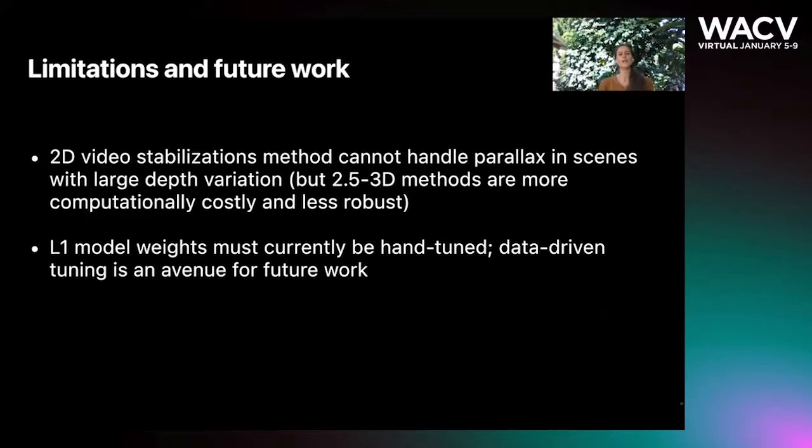One of the biggest limitations of this work is its 2D nature, which means it cannot handle parallax. However, this is essential to its performance, which is critical for real-time on-device applications. Our method runs at 300 frames per second, which is orders of magnitude faster than 3D methods like content-preserving warps. An avenue we'd like to explore in the future is data-driven tuning of the L1 model weights.